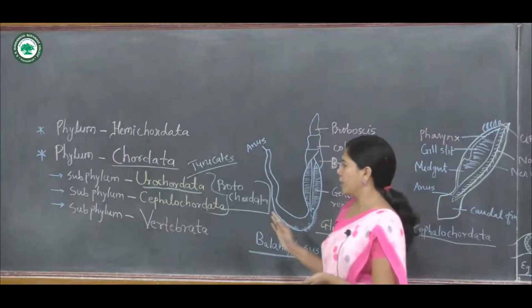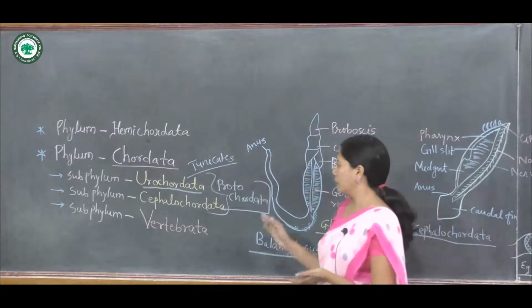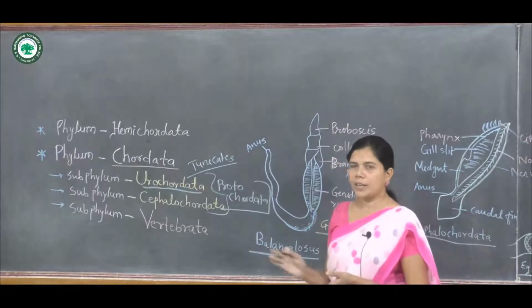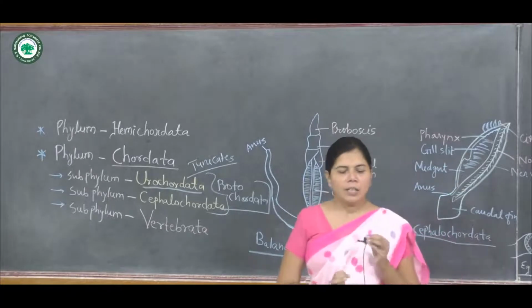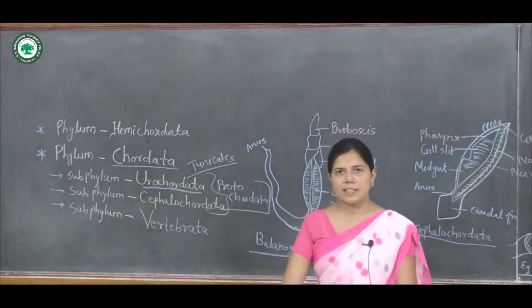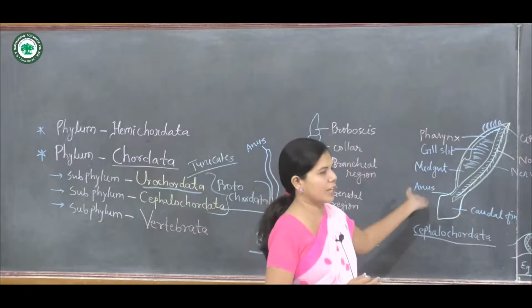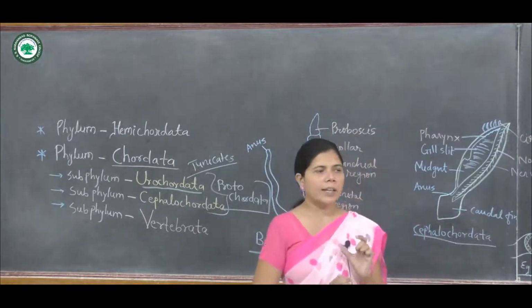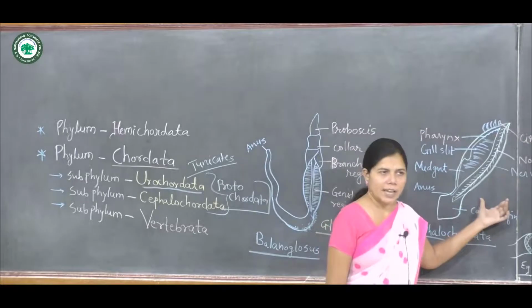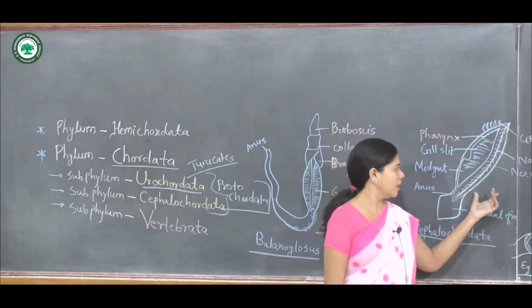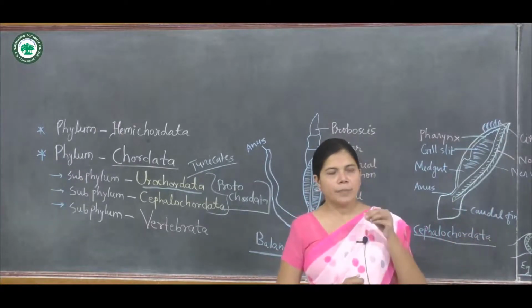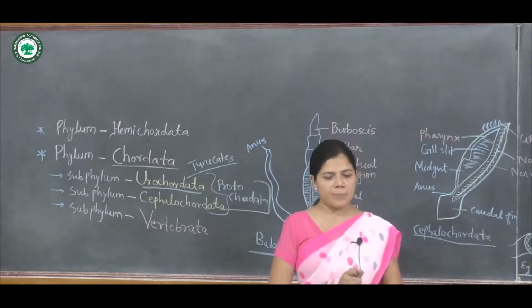Now, the subphylum Cephalochordata. We know that the Urochordata and Cephalochordata are collectively known as the protochordates. The second subphylum is the Cephalochordata. They are mostly marine animals, and they are known as the lancelet. Lancelet is a small fish-like animal, nearly 5 centimeters in length. The animals from the Cephalochordata are known as lancelets.